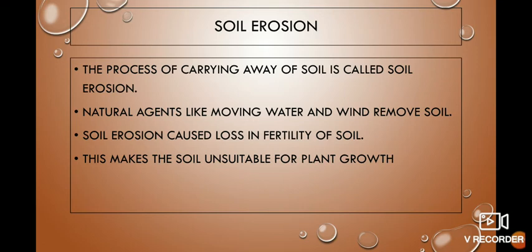Why should we prevent this? Because soil erosion causes loss of fertility. You remember the humus, the organic matter present in the topsoil, which makes it very fertile. This is generally blown away or taken away by erosion. When this is taken away, naturally the fertility of the soil becomes less, and this soil becomes unsuitable for plant growth. That is why we must avoid soil erosion.